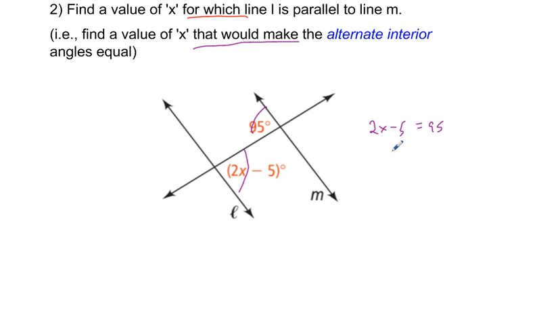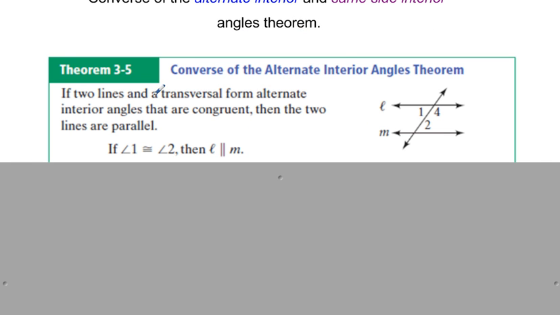I'm going to add 5 to both sides of my equation, and I get 2x is equal to 100. Dividing both sides by 2, x is equal to 50. So a value of 50 would do what? It would make these alternate interior angles congruent to each other. And based on what we just learned, if alternate interior angles are congruent, then the two lines are parallel. If angles 1 and 2 are congruent, then lines L and M must be parallel.